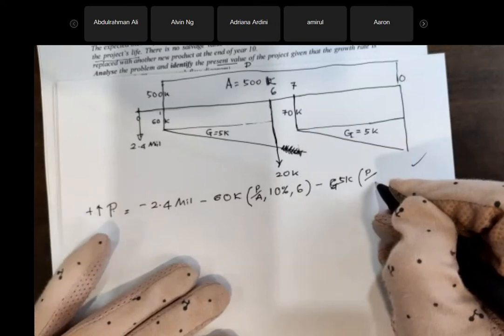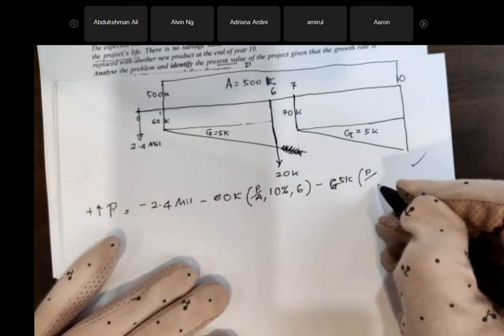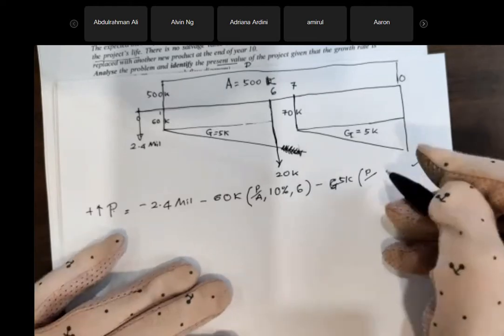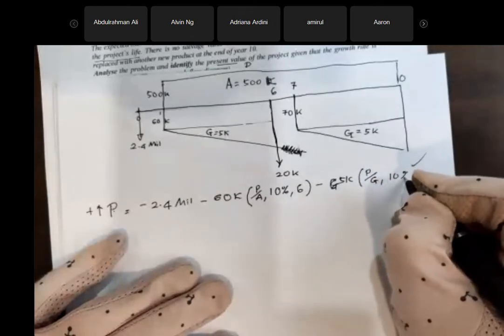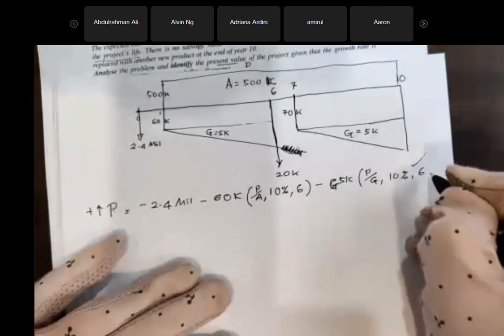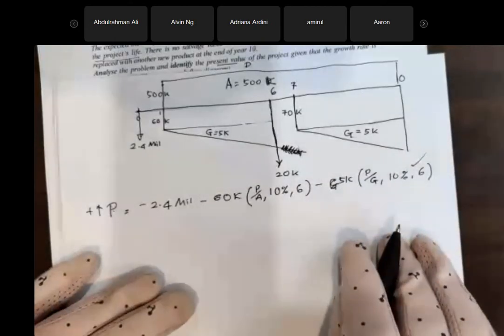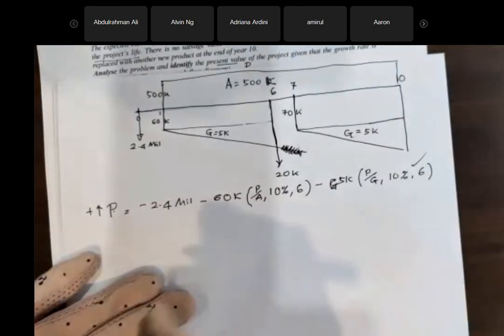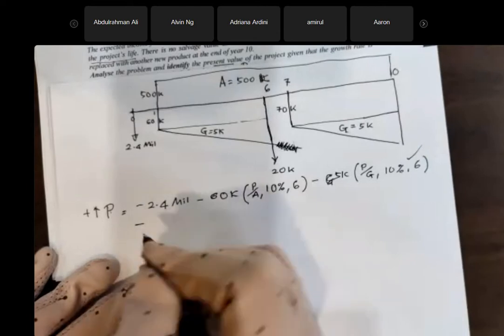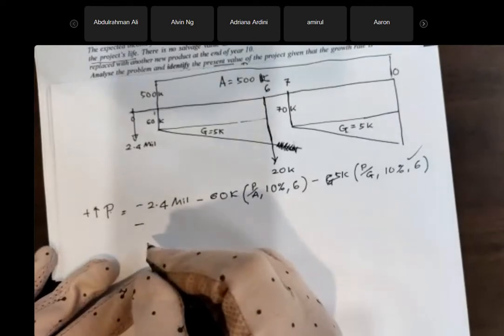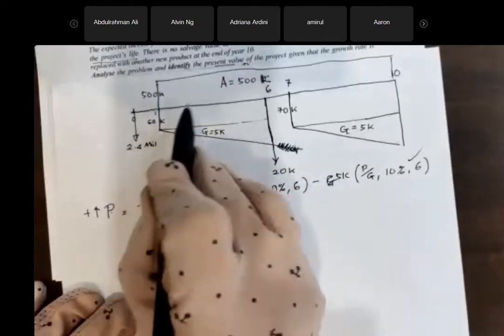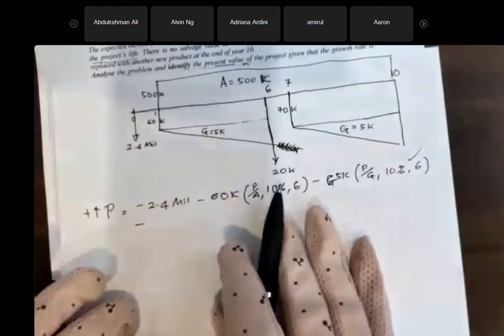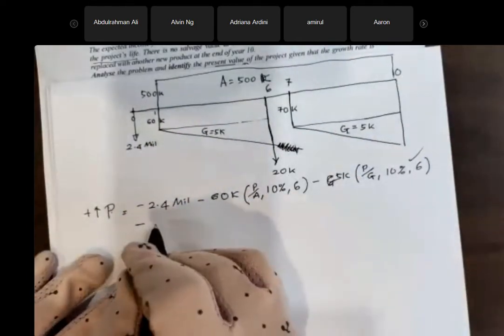Have you done this question, Alvin? Okay, agree. Okay, next. Amirul. Okay, this one is done. Now go to the next picture diagram.